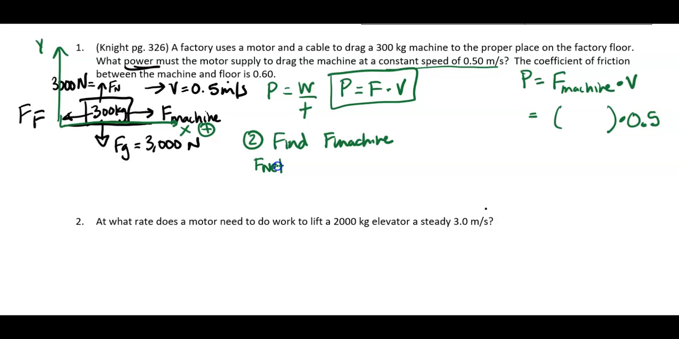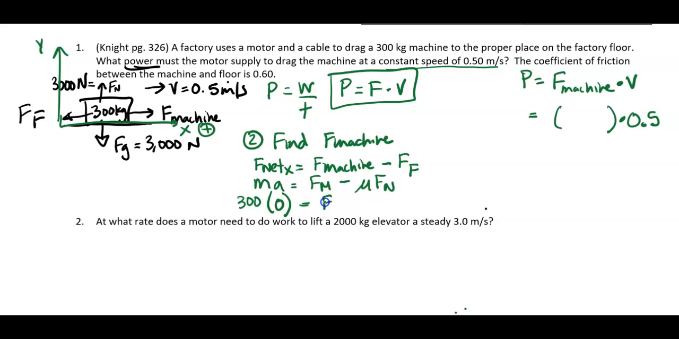So let's set up F net x. We have force of machine, take away force of friction. F net we know is mass times acceleration. Force of machine we want. Force of friction is always going to be our coefficient times normal force. The mass of the object is 300. Acceleration: it's moving at a constant speed, so we know acceleration is going to be 0. Equals what? Force of machine, take away the coefficient, which is 0.6, and the normal force is 3,000.